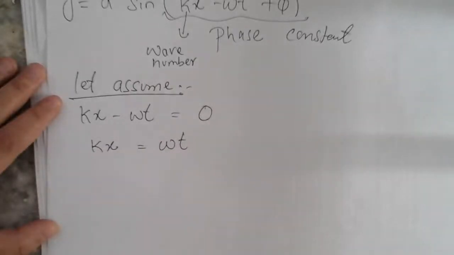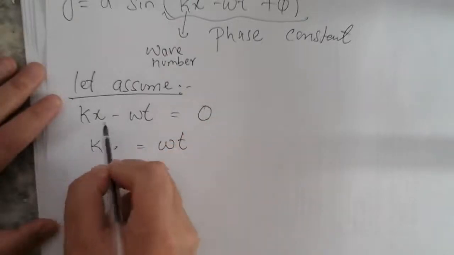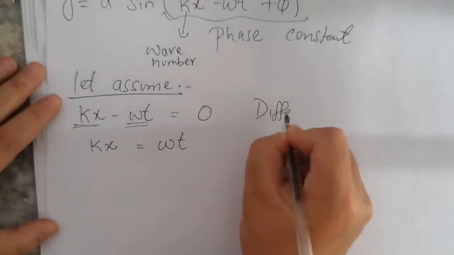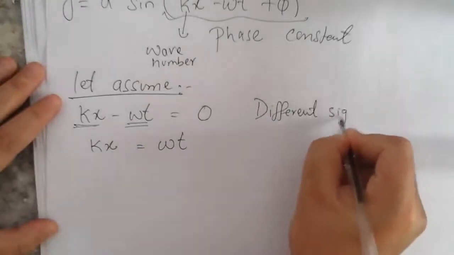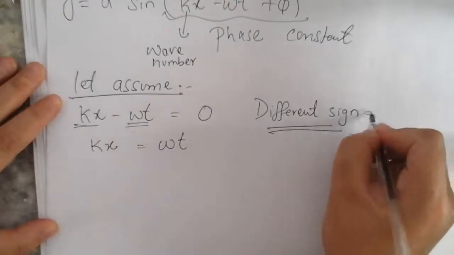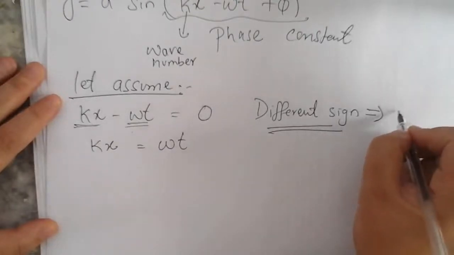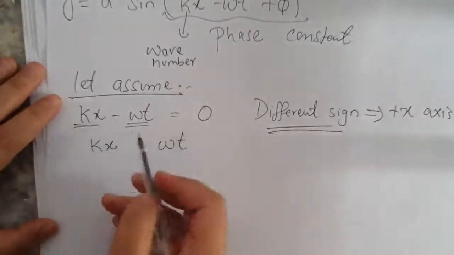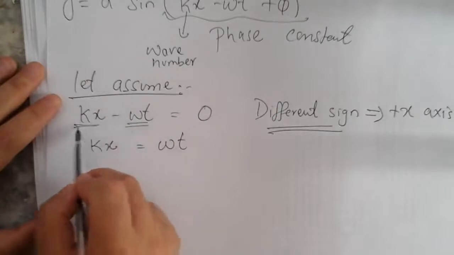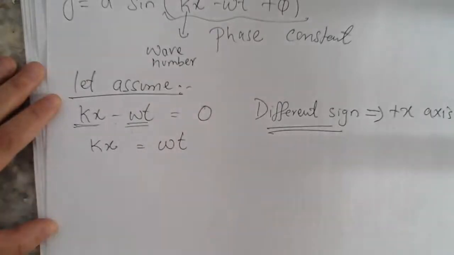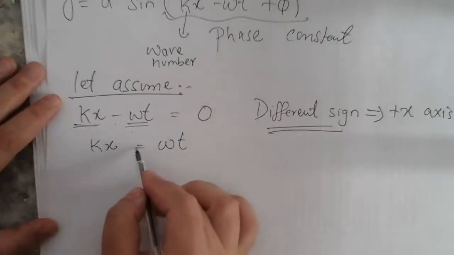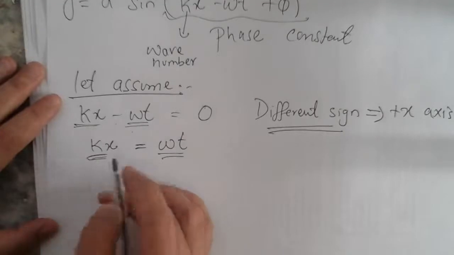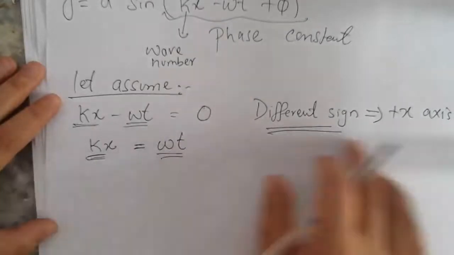Keep in mind that if the sign between these two terms is different, the wave direction would be along the positive x-axis. Why? Because you see here that these two terms have different signs. After analyzing both terms, they have a minus sign between them, so it means that the direction of the wave is along the positive x-axis.